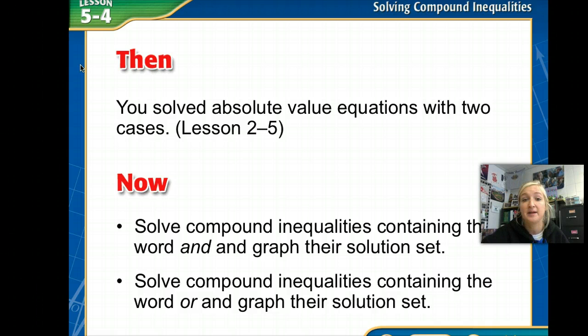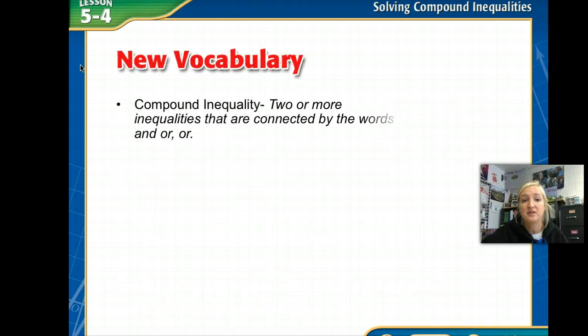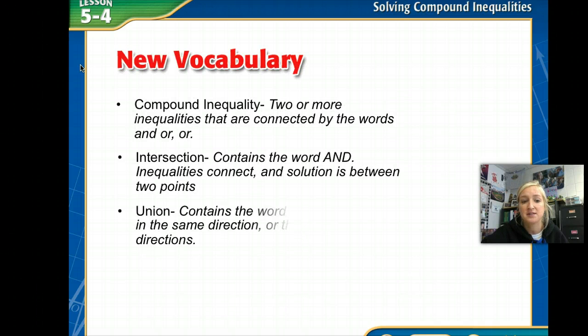Make sure you get those copied in your notes, along with 3 vocabulary words. A compound inequality is 2 or more inequalities that are connected by the words and or. Basically, that generalizes our entire lesson for today. Then it breaks it apart into intersections and unions.